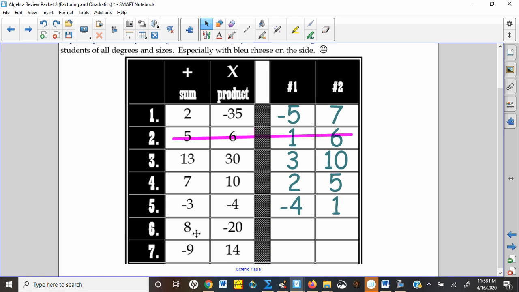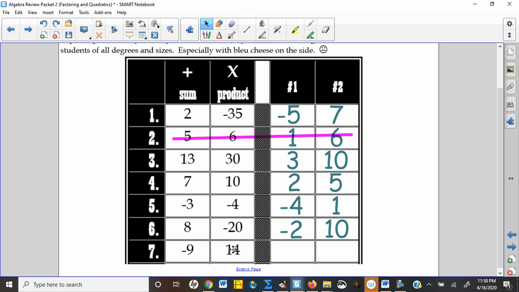Number 6, -20. So once again, I need a positive and a negative to multiply. So 1 and 20, 2 and 10, 4 and 5. Which of those have a difference? Since one of them is positive and one of them is negative, which one has a difference of 8? Yes, the difference between 2 and 10 is 8. Because 8 is positive, I need the bigger number, the 10, to be positive and the 2 to be negative.